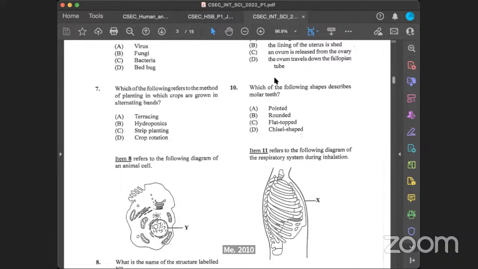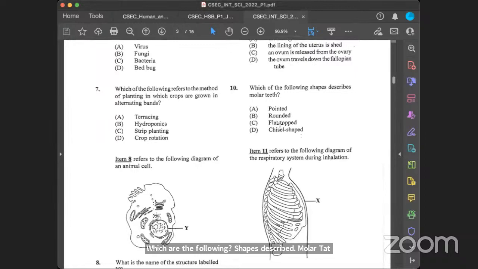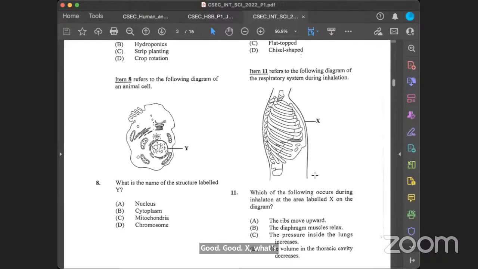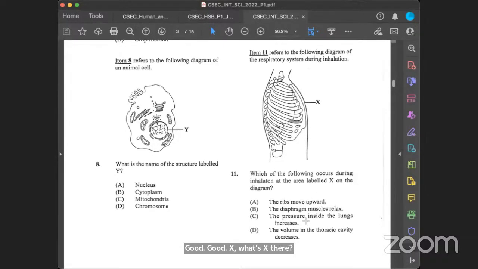Which of the following shapes describe molar teeth? Flat. Good. X. What's X there? So read the question.